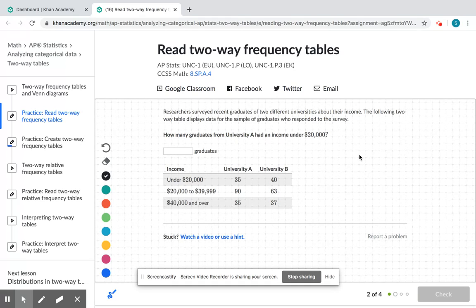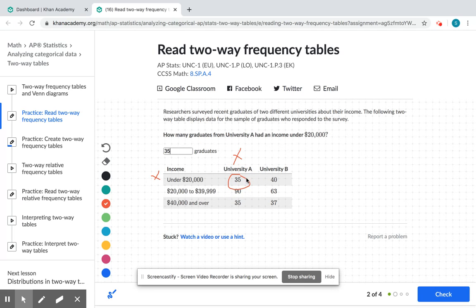Researchers surveyed recent graduates of two different universities about their income. The following two-way table displays data for the sample of graduates who responded to the survey. So how many graduates from University A had an income under 20,000? They're looking for something a little more specific. I'm going to go to my chart and look for under 20,000, which is this row, and University A, and it's going to be right here. That's it. That's all you have to do, right?